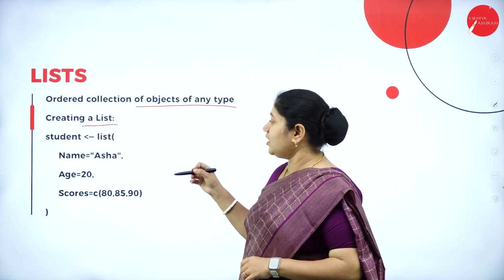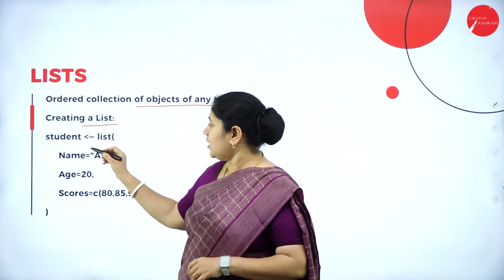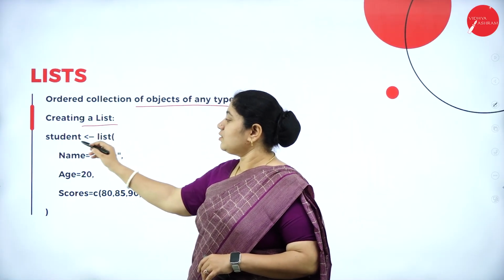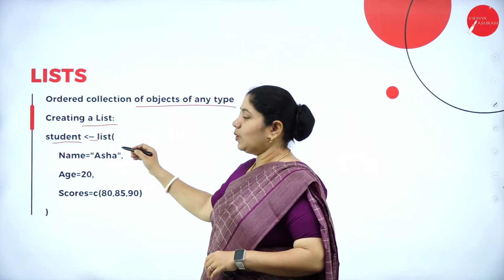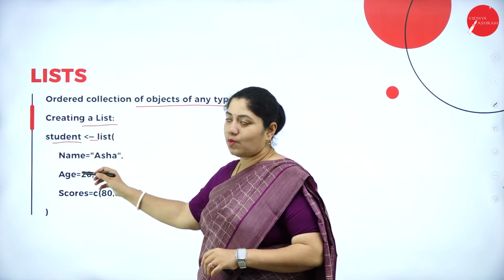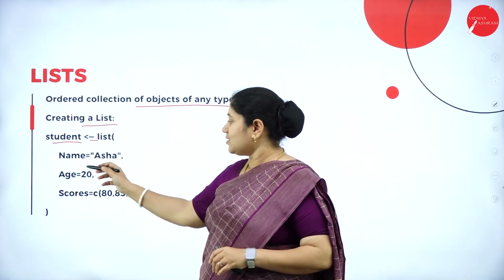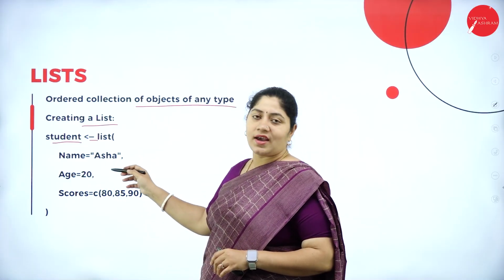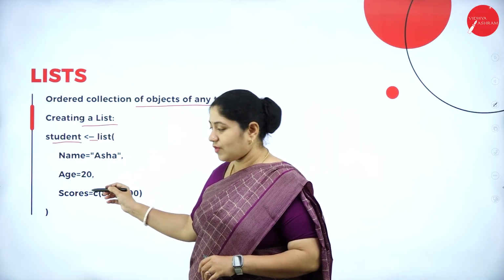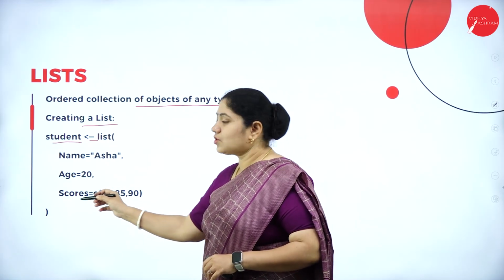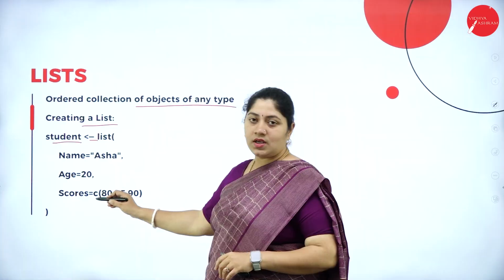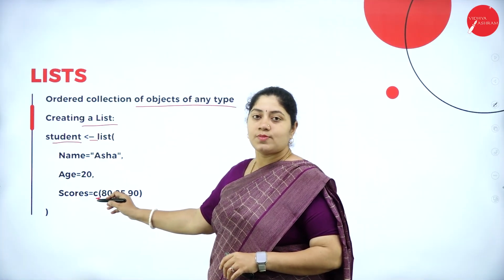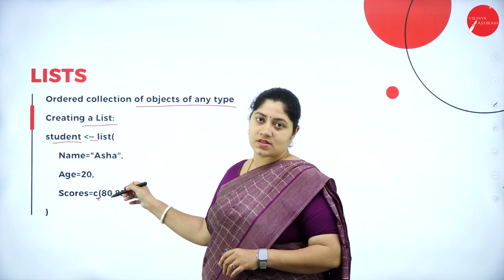So now let's create a list for a student. So yes, a list is created with the name student. So this is our assignment operator with an open parenthesis. Now, what's the name of the student? So yes, the name will be Asha and the age of the student is 20 and the scores, correct? So what is the c? The c specifies that it is a vector assignment.